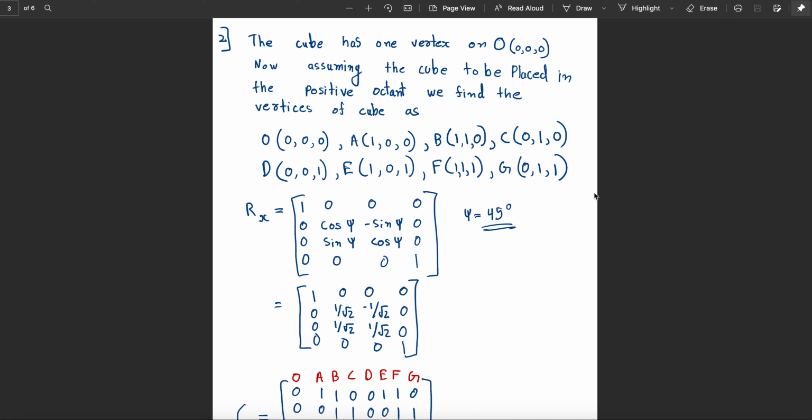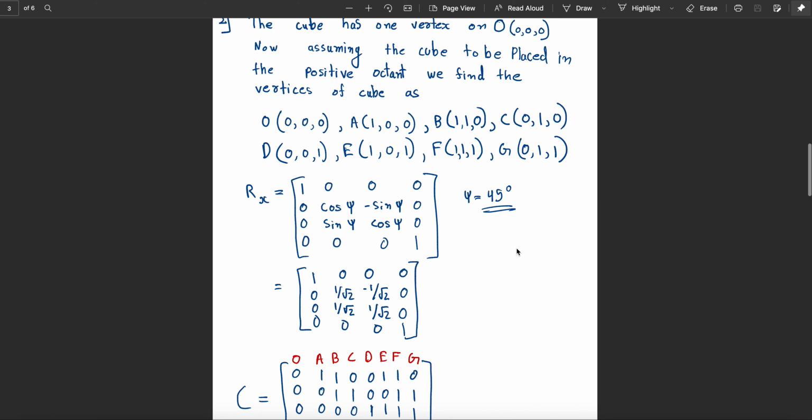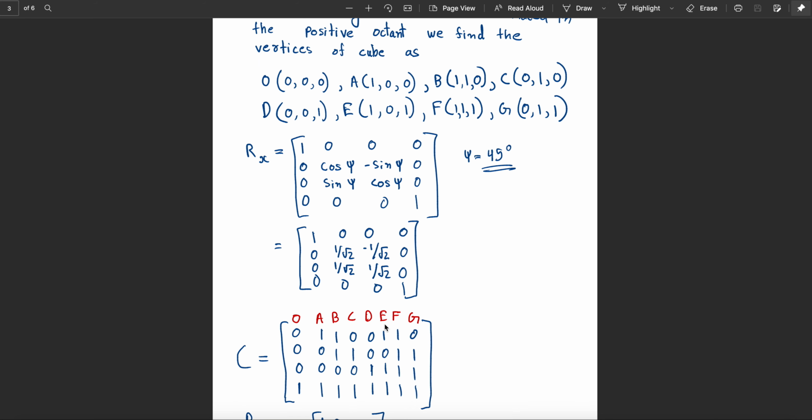So the angle psi is 45 degrees. We know the rotation matrix for the rotation about the x-axis from the lecture videos as follows. When we substitute the angle 45 into the formula, we get the rotation matrix as follows: [1, 0, 0, 0], [0, 1/root 2, -1/root 2, 0], [0, 1/root 2, 1/root 2, 0], [0, 0, 0, 1].